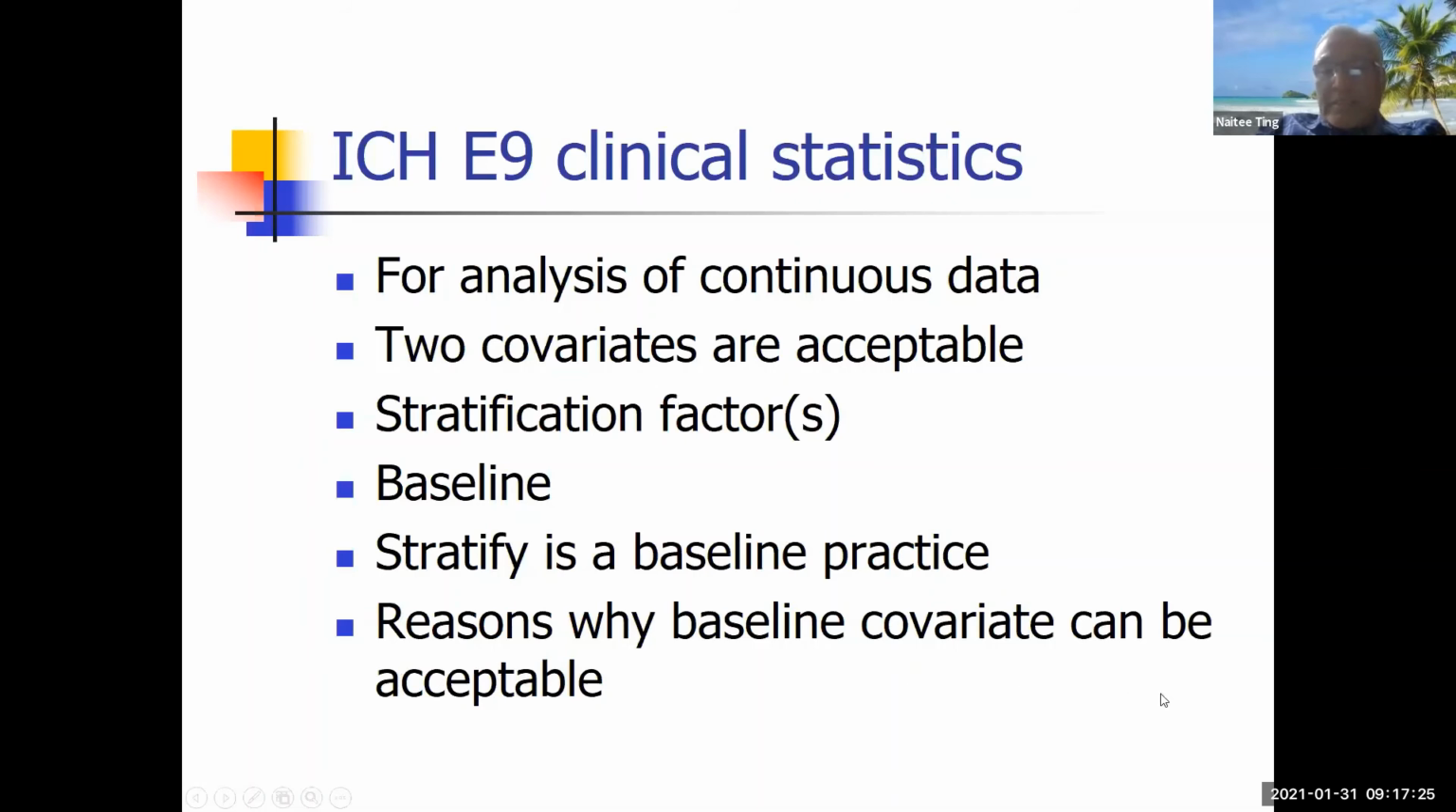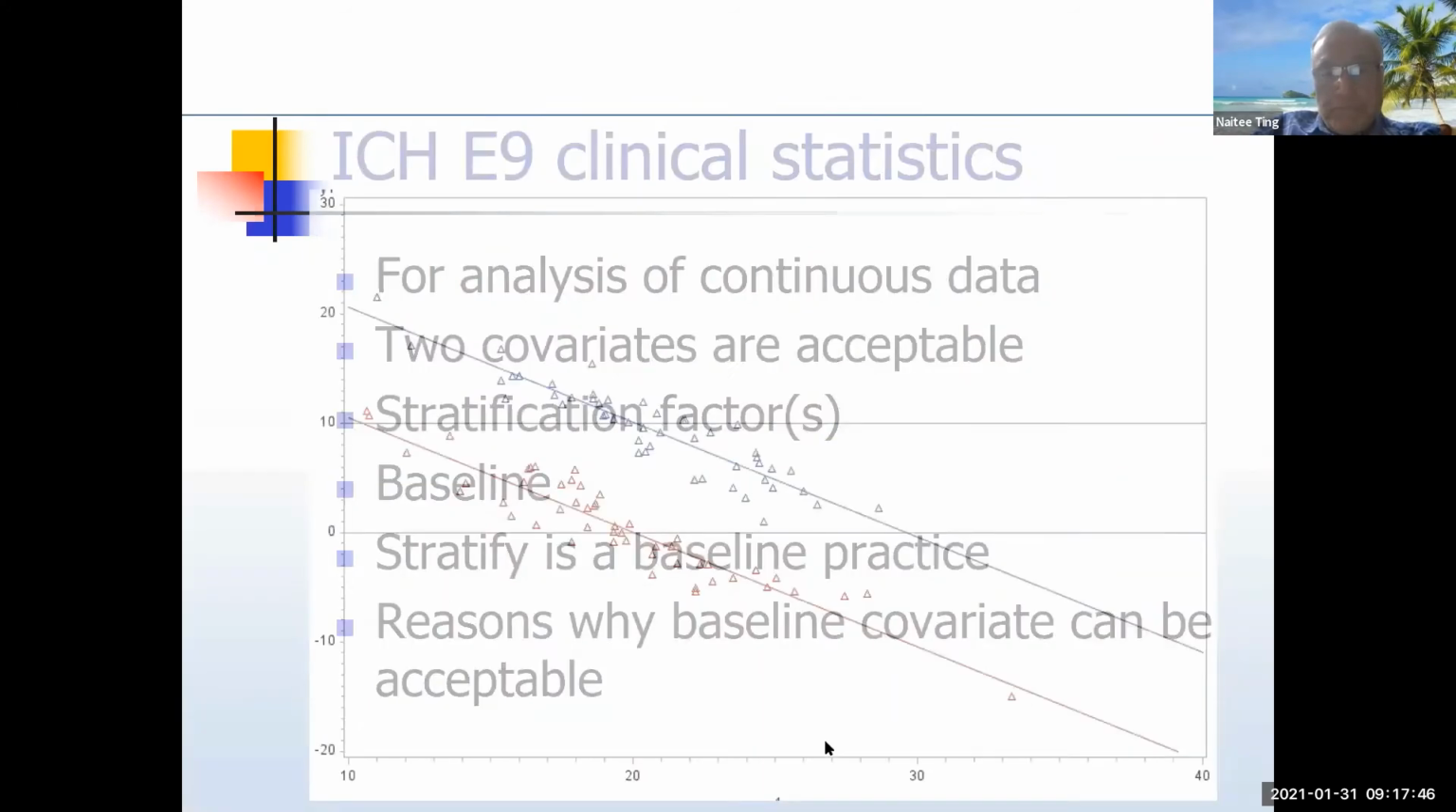And as for the reasons why baseline covariates can be acceptable, I'll give you 3 reasons. One reason is analyzing Y or Z without changing your treatment estimate. The second is that you can adjust for baseline imbalance. And the third reason is that you can reduce the variance of the residual.